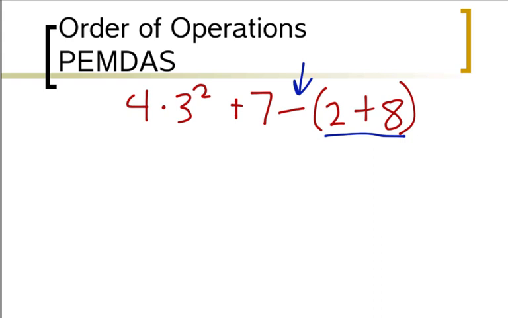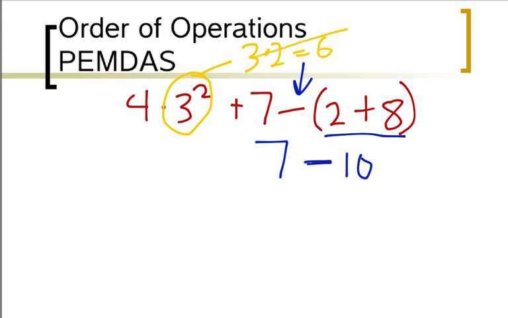2 plus 8 gives me 10. And then I bring my minus sign down, and then the 7. And then looking back here, I've got 3 squared. Now be careful, I have too many students that make this 3 times 2 and get 6. That is not the correct way to do 3 squared. 3 squared means 3 times 3. And 3 times 3 is actually 9.